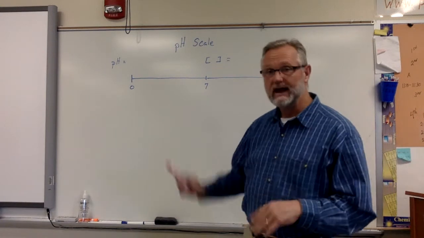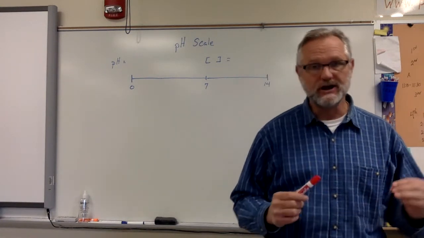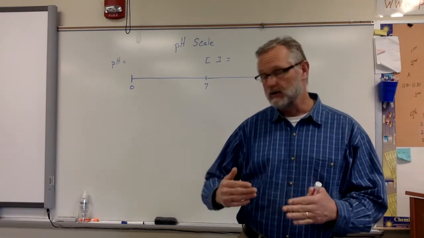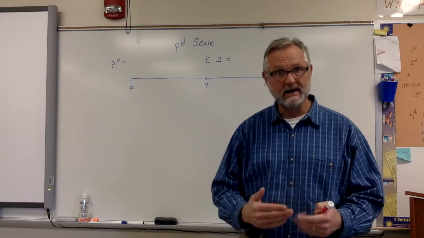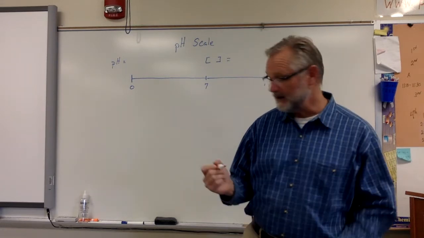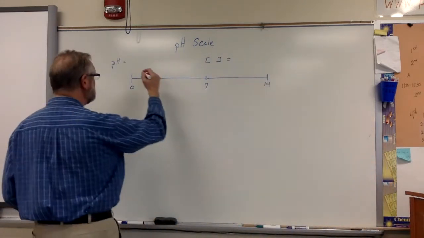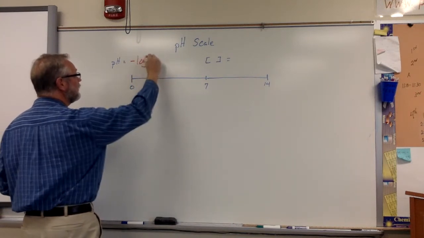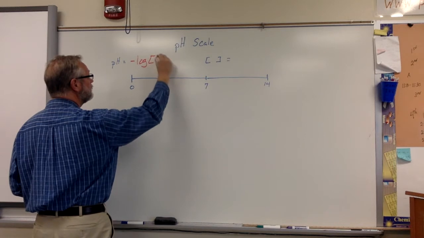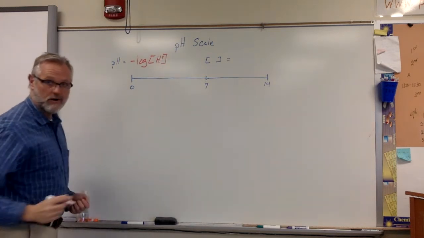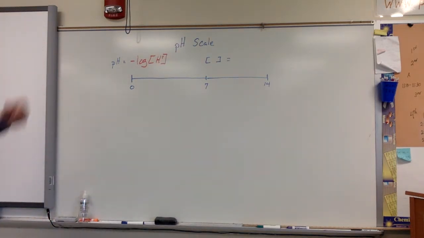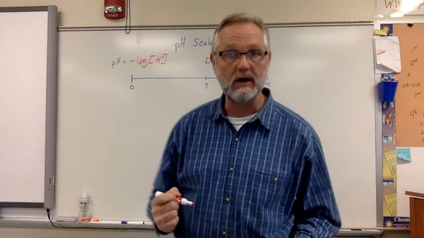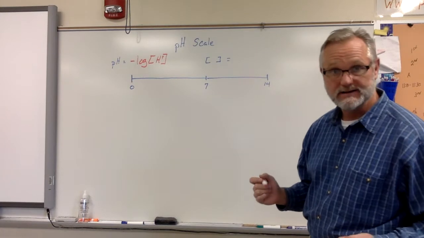Well, what does pH actually mean? pH is like X in math. It is a variable, or not a variable, but a constant, so it is a formula. pH is actually equal to the negative log of the concentration of those hydronium ions. So that is the definition of pH. pH is the negative log of the hydrogen ion concentration.